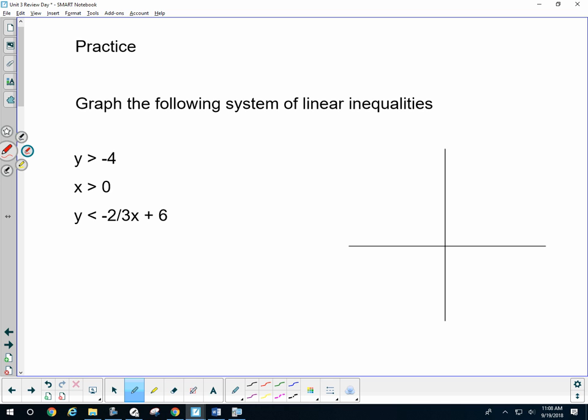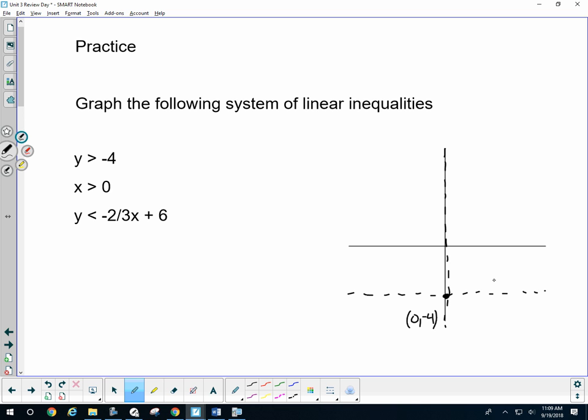Now, what's very important about graphing when we're graphing multiple equations is the intersections between them. If we have 2 lines, where do they intersect? Well, here we're going to have 3 lines. We're going to have x is greater than 0, y is greater than -4, and y is less than -2/3 x plus 6. Well, first we can understand that these 2 lines at x equals 0 and y equals -4 intersect at 0, -4. So that's one intersecting point that's easy.